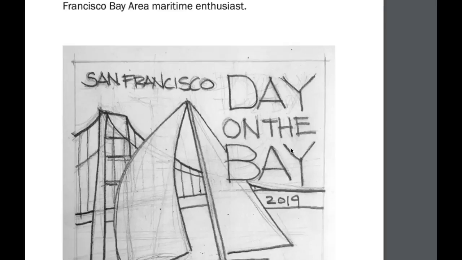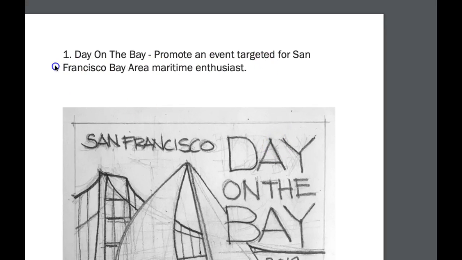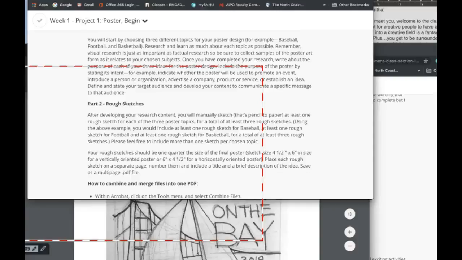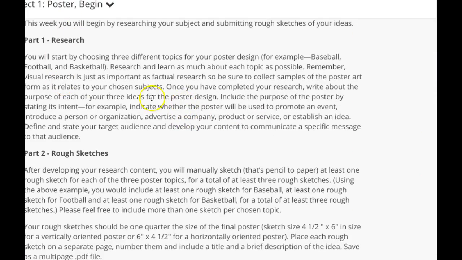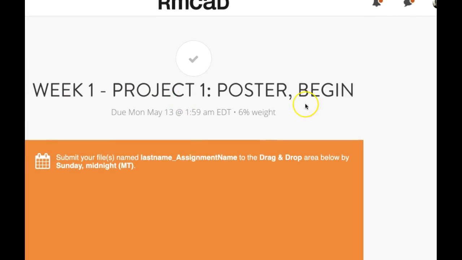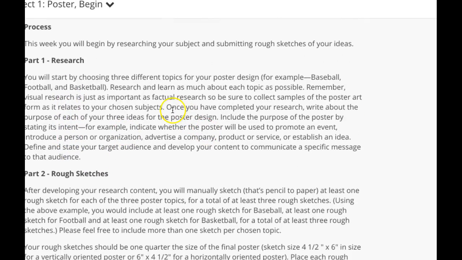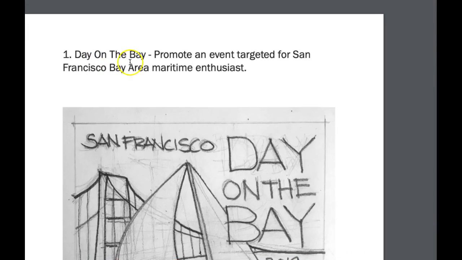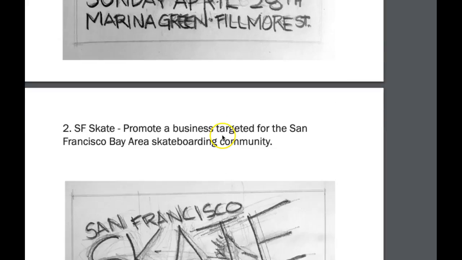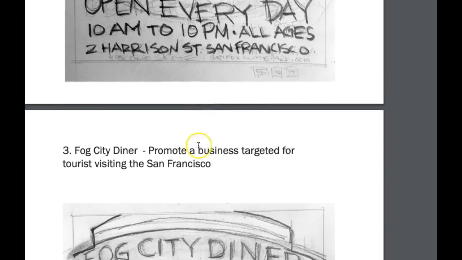The one thing that I think the presentation is lacking is written information. We jump over to the project, Week 1, Project 1, Poster Begin, and then we move down here to the last few sentences in this research paragraph. Basically, it's saying to research, which you've done. But then it's saying to indicate whether the poster is used to promote an event, introduce a person or organization, or advertise. And you've established that right here. Here's a promotion. Here's a promotion. So your three pieces are promotional.